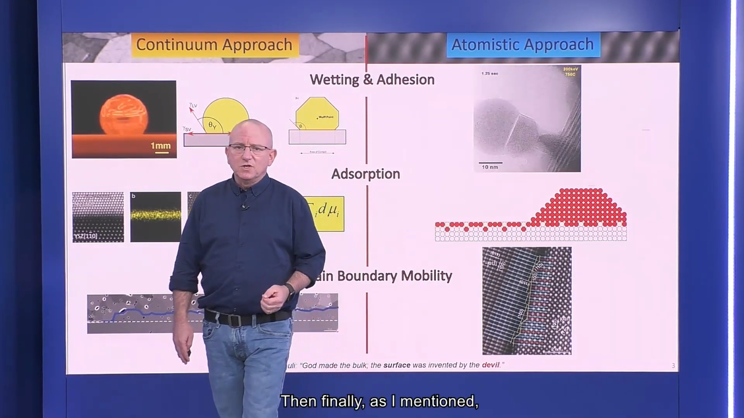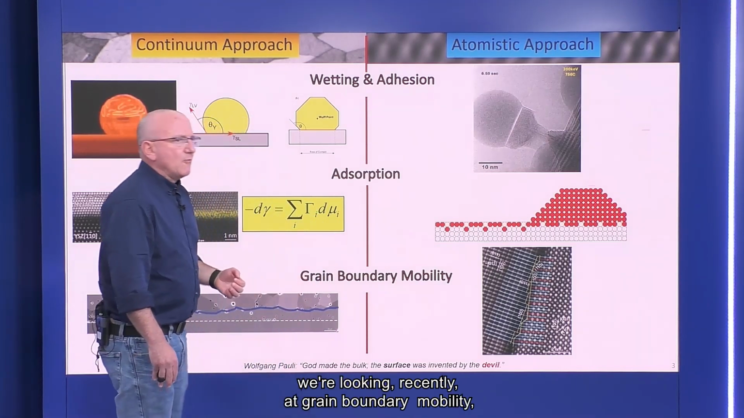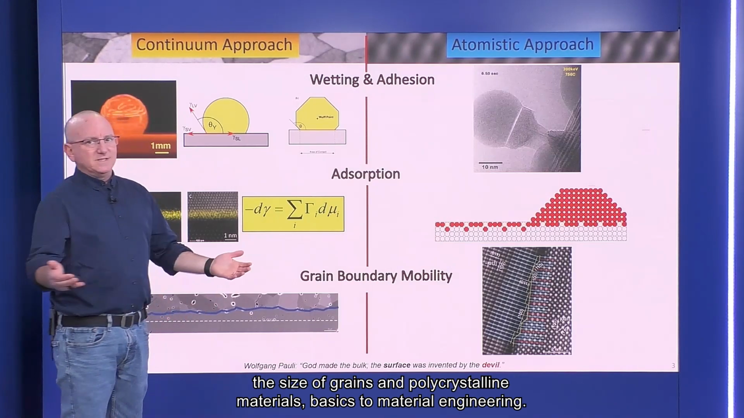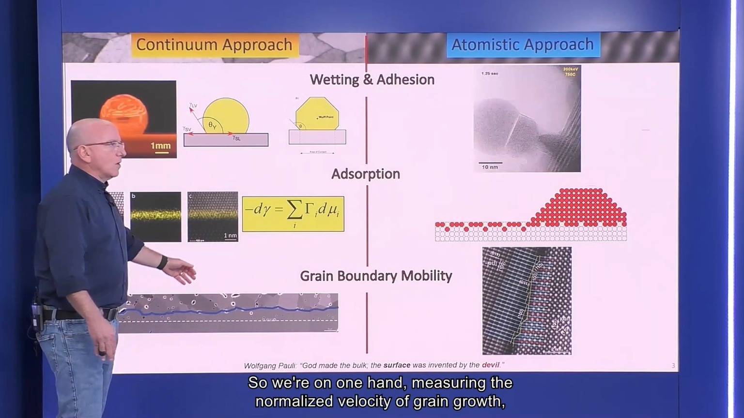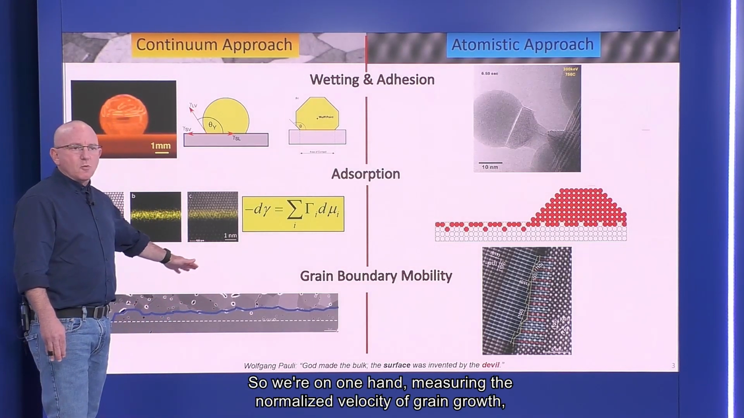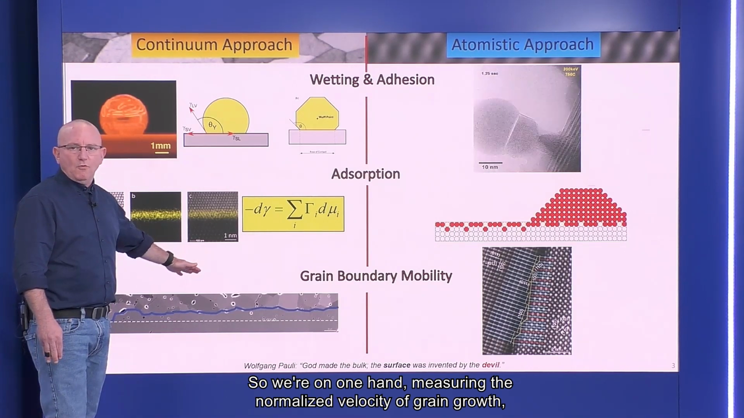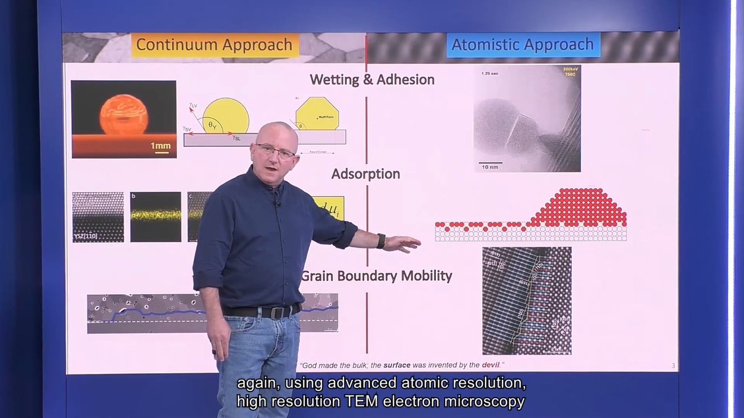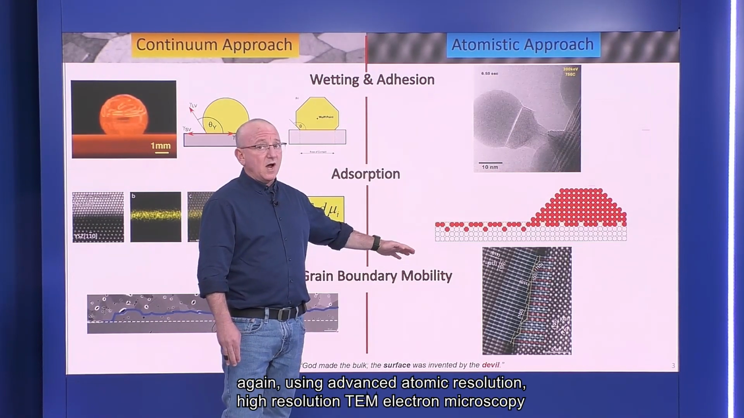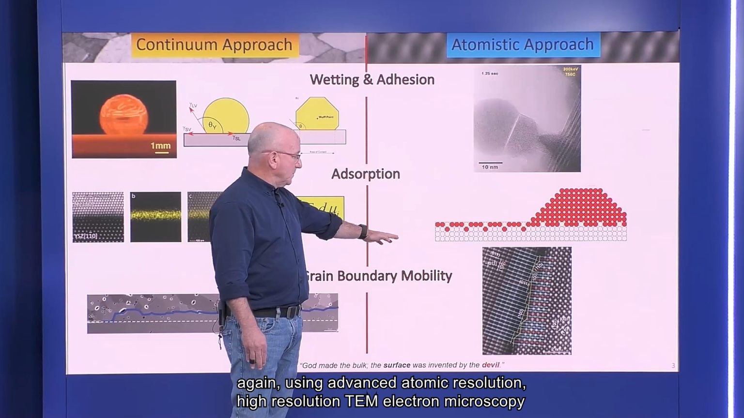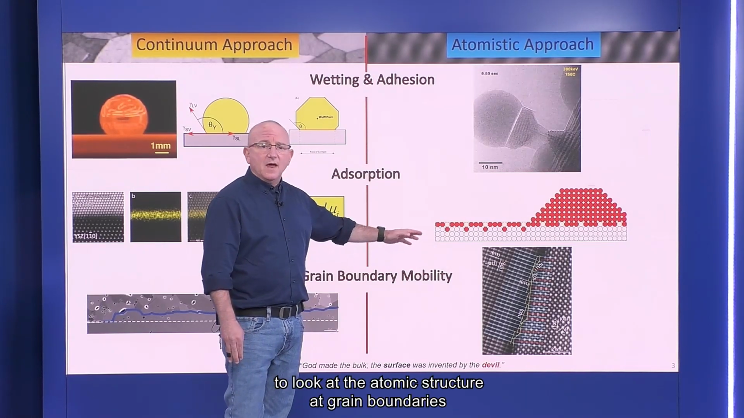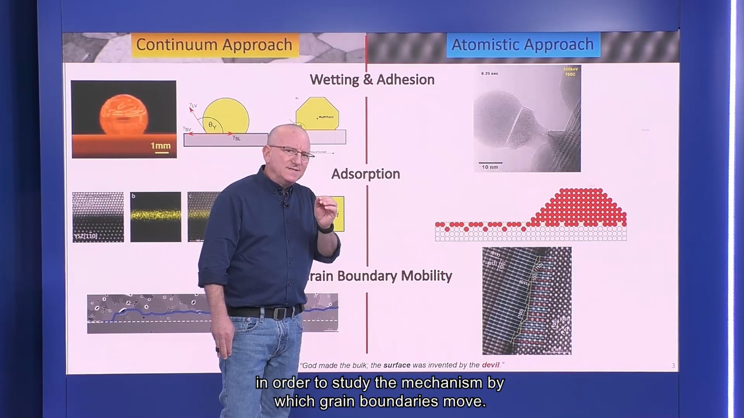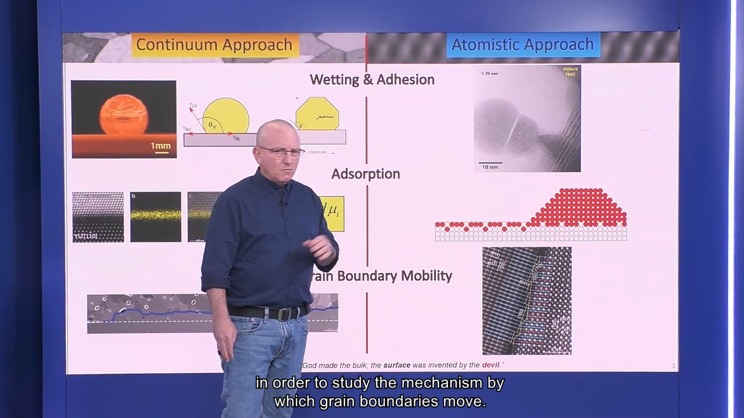And then finally, as I mentioned, we're looking recently at grain boundary mobility. The size of grains in polycrystalline material is the basis of materials engineering. So we're, on one hand, measuring the normalized velocity of grain growth, and on the other hand, correlating it to the mechanism, again, using advanced atomic resolution, high resolution TEM electron microscopy to look at the atomic structure at grain boundaries in order to study the mechanism by which grain boundaries move.